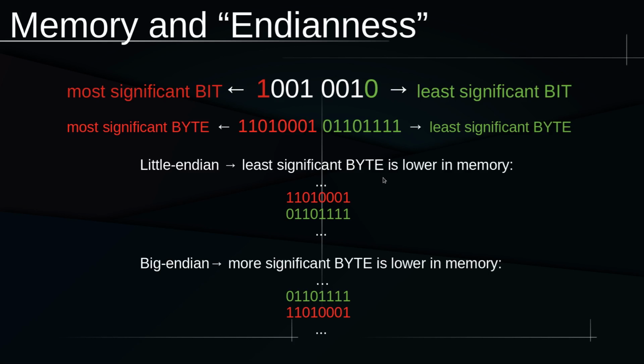Okay, and our last topic for today is a little talk on memory and endianness. And that's such a funny word, endianness. Anyway, let's look at this simple byte here. So a sequence of 8 bits. The most right side bit here in green is called the least significant bit, and the most left side bit is called the most significant bit.